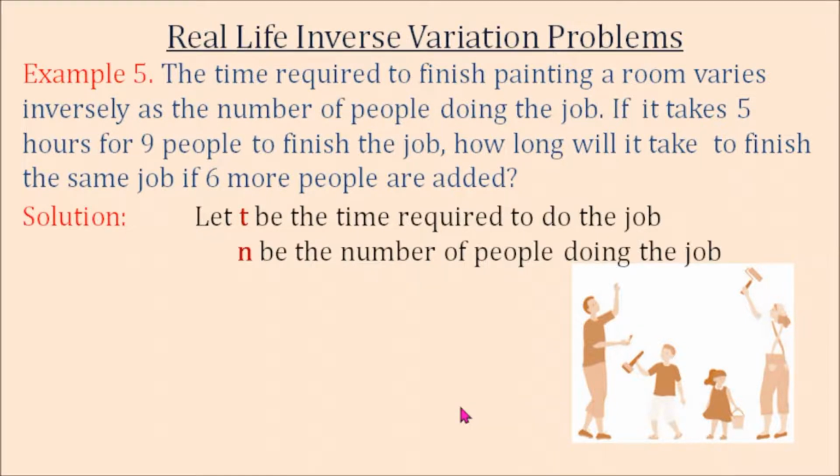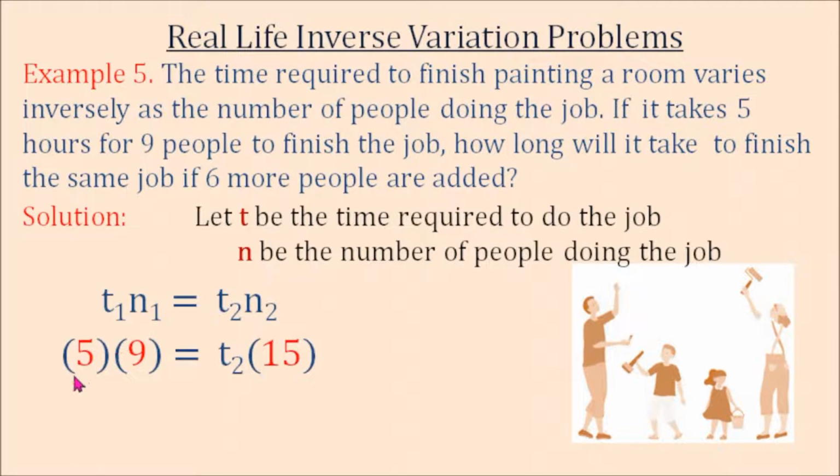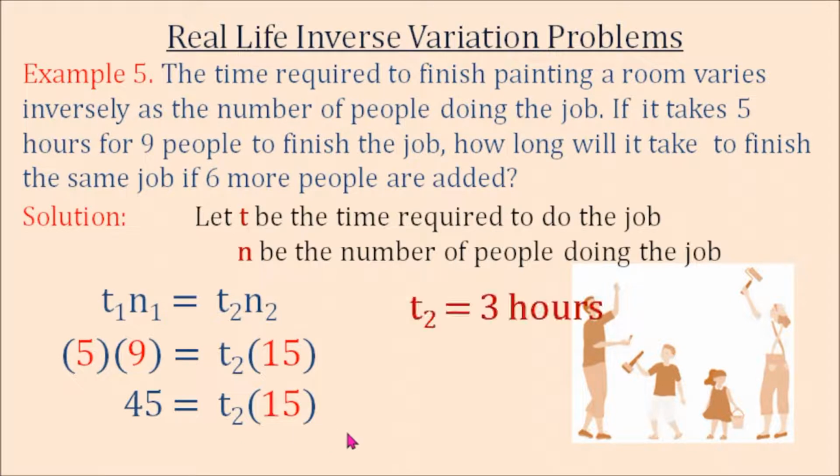We have an alternative solution here. So if t is the time required to do the job and n is the number of people doing the job, we can have this equation. T sub 1 times n sub 1 equals t sub 2 times n sub 2. So our t sub 1 is 5, our n sub 1 is 9, and our t sub 2, this is what we are going to find, and our n sub 2 is 15. So 5 times 9 is 45. To find t sub 2, we divide both sides by 15. So 45 divided by 15, that's 3 hours.